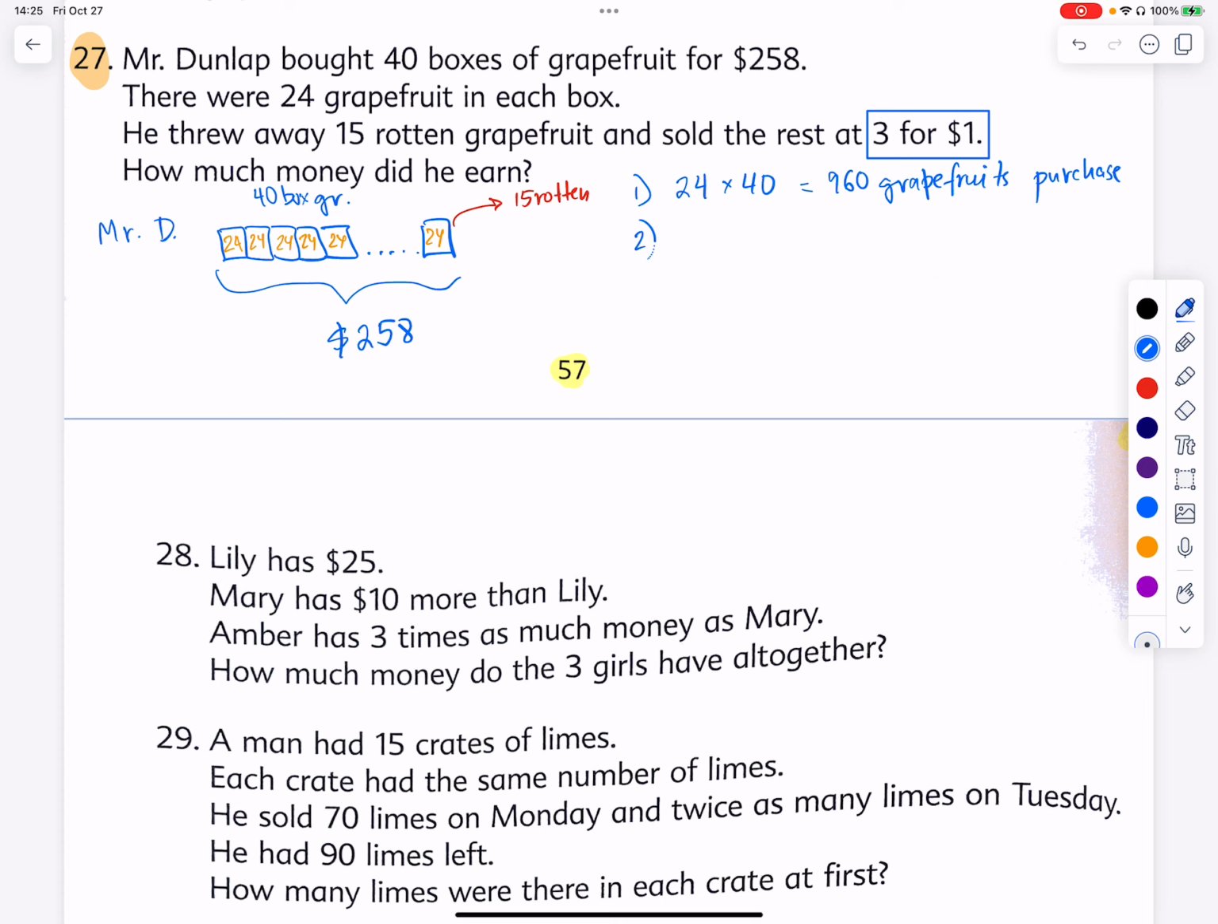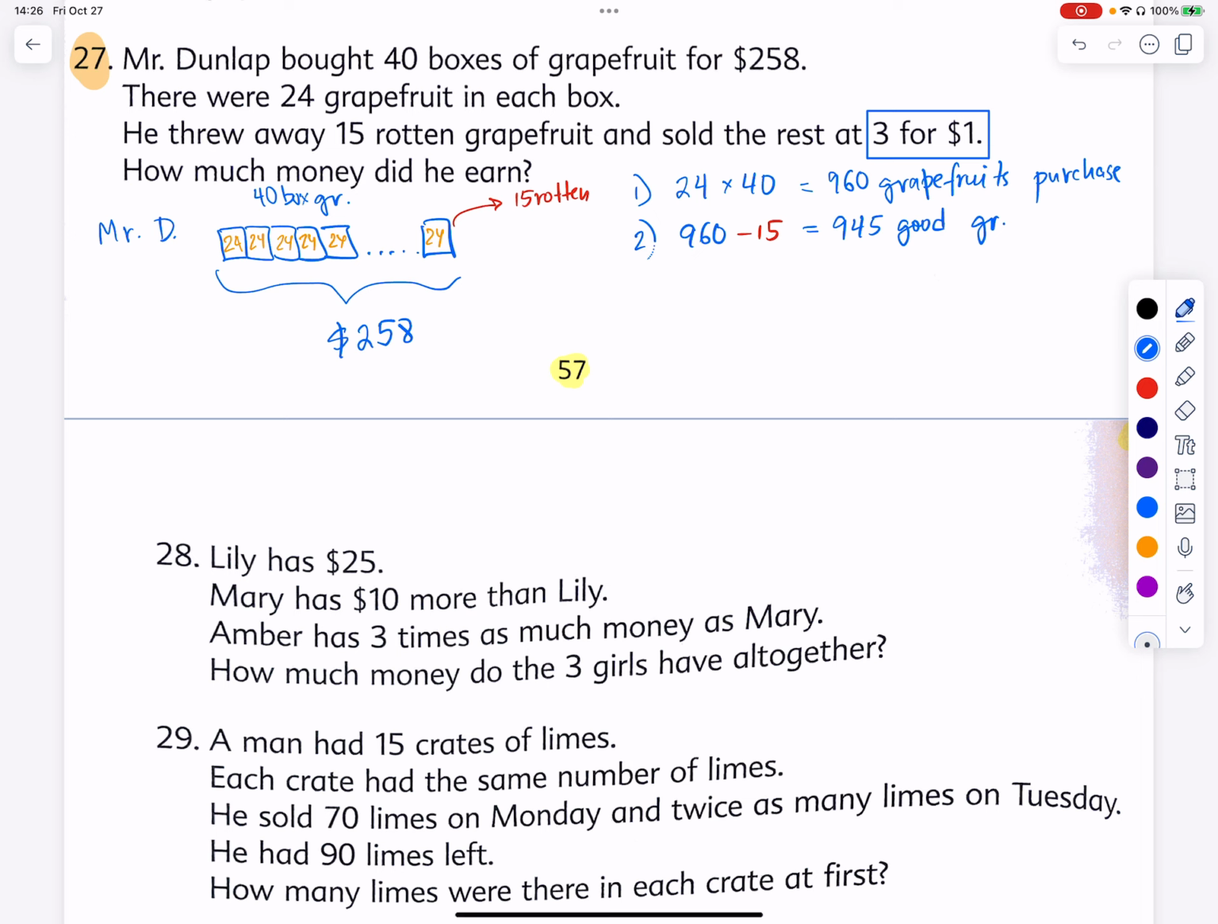Step 2. What happened to 960 grapefruits? Let's make a movie. We need to remove 15 rotten grapefruits. 960 minus 15 equals 945. Good grapefruits, right?